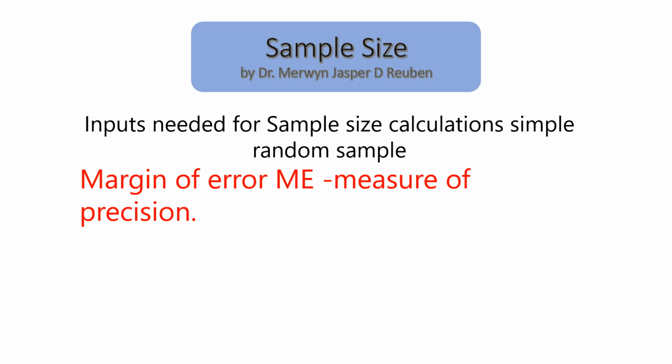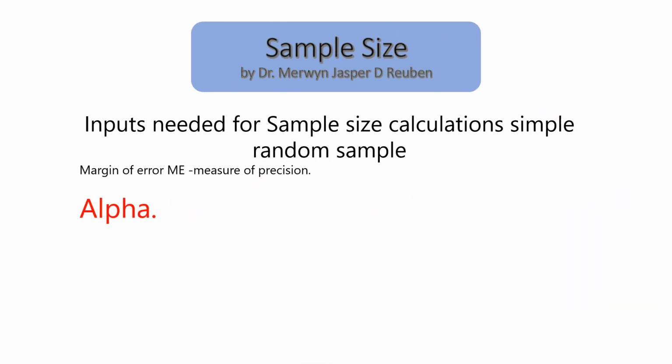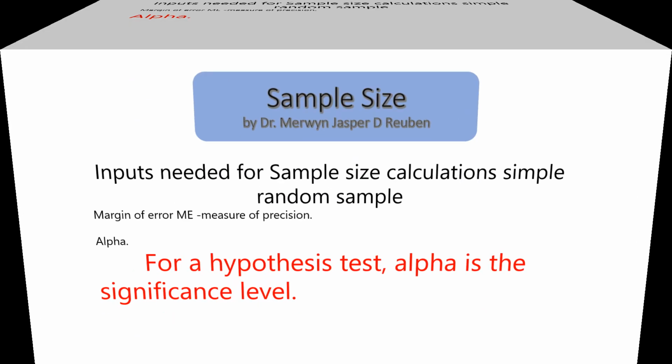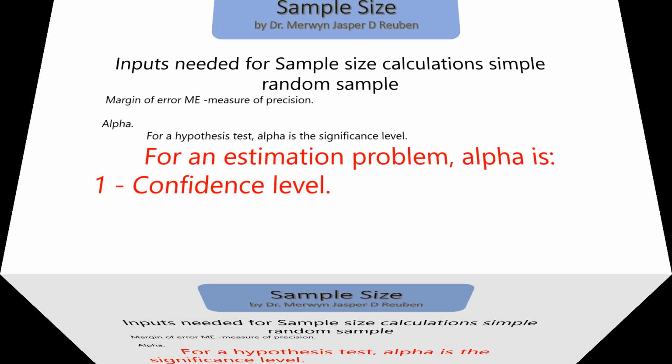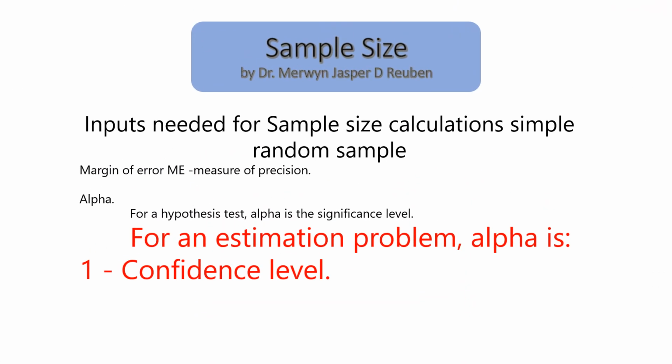What are the inputs that are needed for sample size calculation for a simple random sample? The first one is margin of error, ME, or the measure of precision. The second one is alpha. For a hypothesis test, alpha is the significance level. For an estimation problem, alpha is 1 minus confidence level.